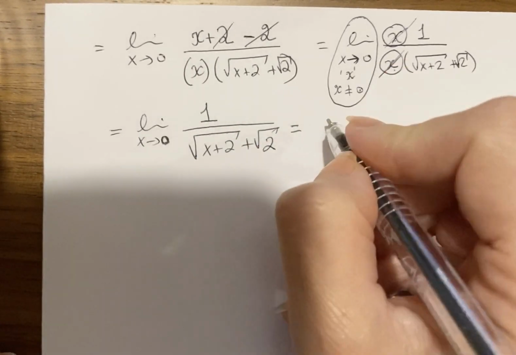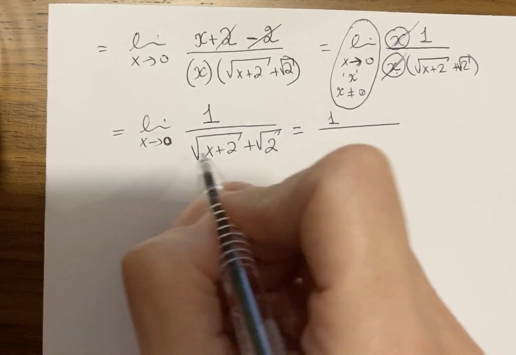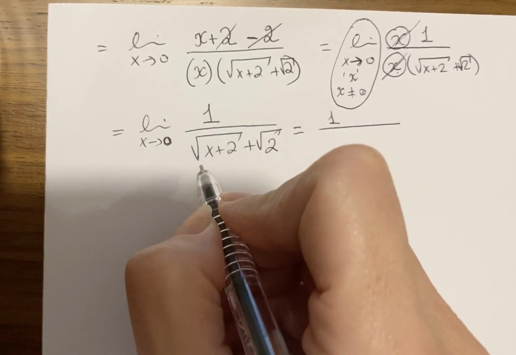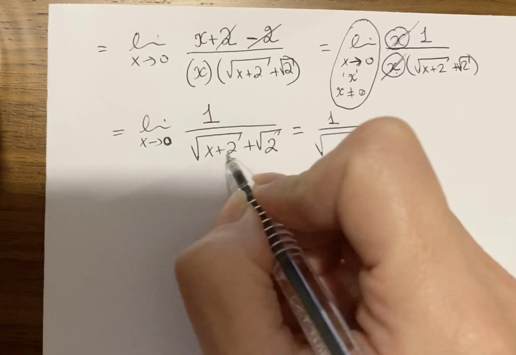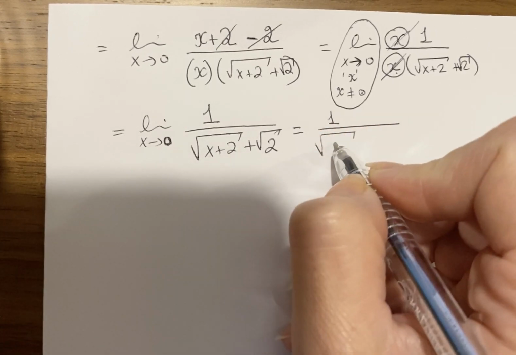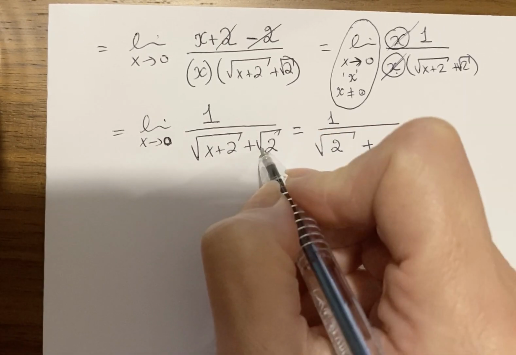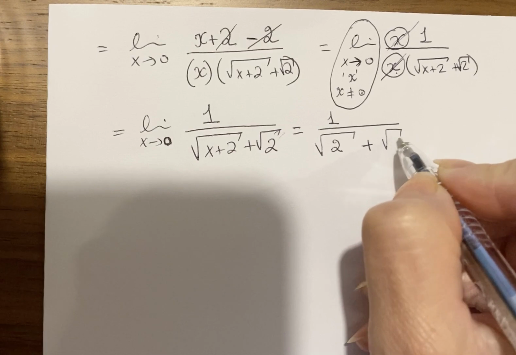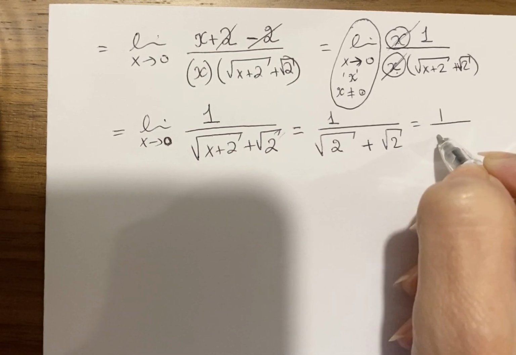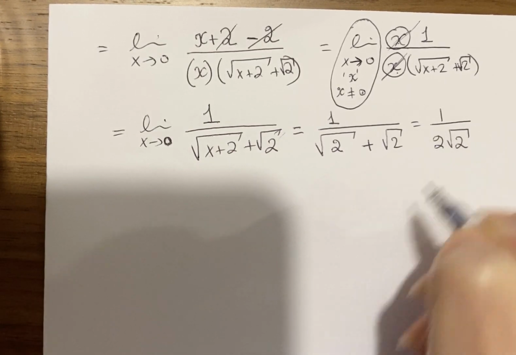algebraically. What's the limit of 1? 1. What's the limit at 0 of root x plus 2? It's the root of the limit of x plus 2, which is 0 plus 2, 2, plus the limit of root 2. Root 2 is a constant. This gives me 1 over 2 root 2.